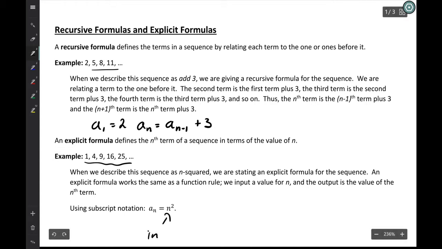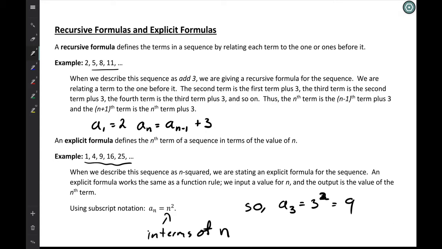So this is in terms of n. And then we can look at an example. So a sub 3 is going to equal 3 squared, which is equal to 9. So you can see that it works.